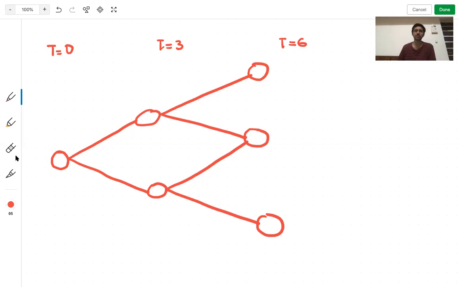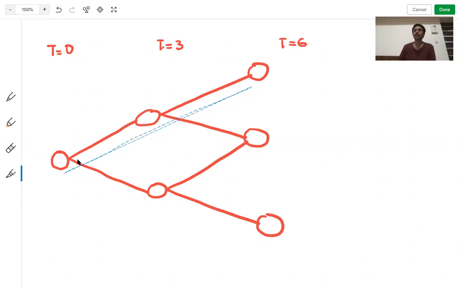Okay, the first path is the share price today can increase at t equal to 3 and from there it can further increase at t equal to 6. So the first path is basically this path. All right, so the share price increases from t equal to 0 to t equal to 3, and it increases again from t equal to 3 to t equal to 6. That is the first path.